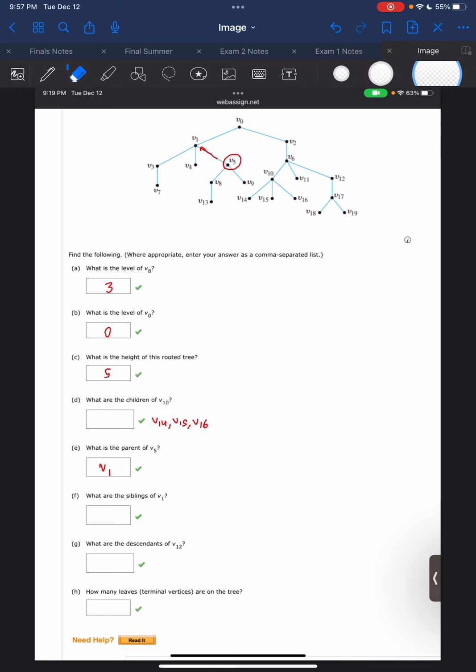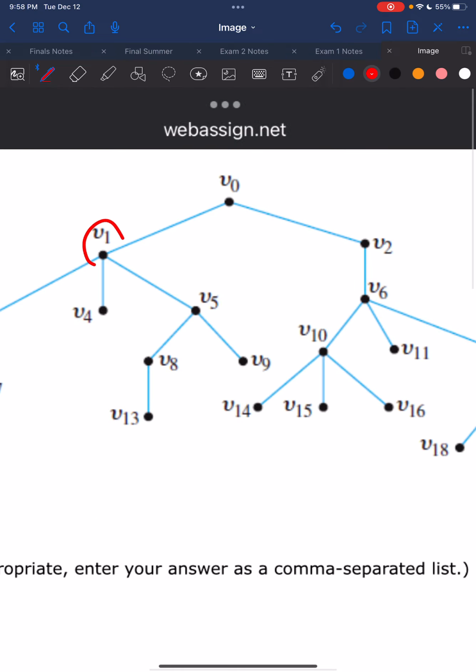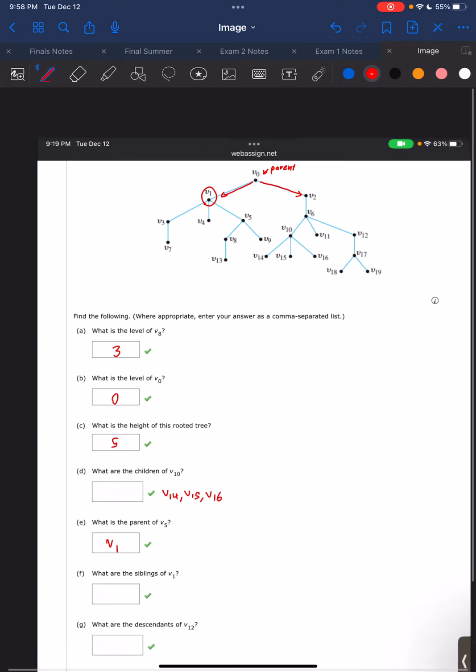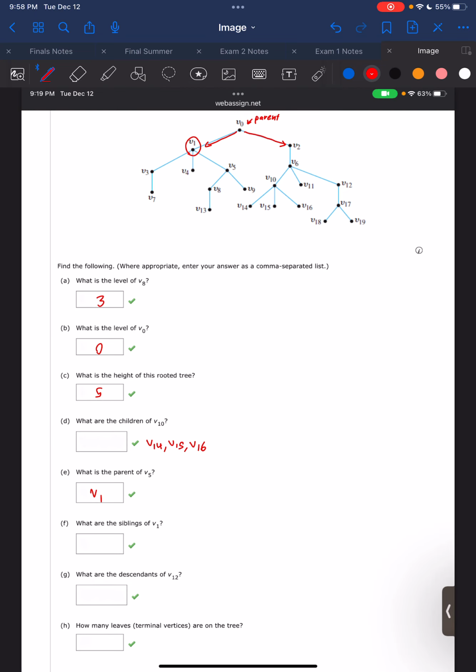Okay, next, F. What are the siblings of V1? So the siblings are the ones that share the same parent node as V1. So first, let's find V1 right here. And the parent node of V1 is V0. So let's label that parent. So let's look at V0's children. V0's children are obviously V1. And then the other child is V2. And because V2 and V1 share the same parent node, which is V0, that means they're siblings. So the sibling of V1 is V2.